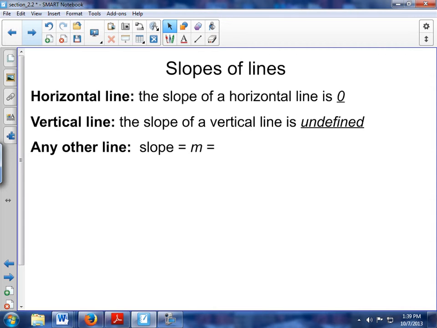Slope of lines, you should know that for the horizontal line, the slope is 0. We talked about this, didn't we? Well, that's the other class. The vertical line, the slope is undefined. And while you're copying that, I'm going to write some stuff down.